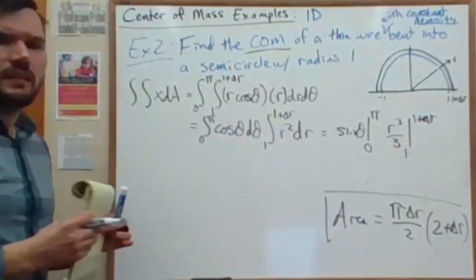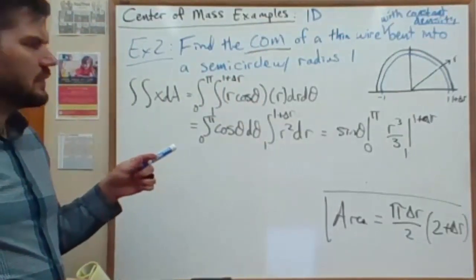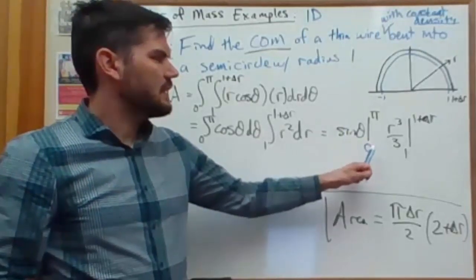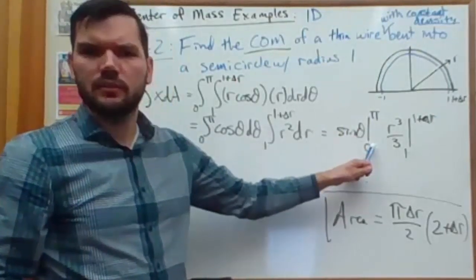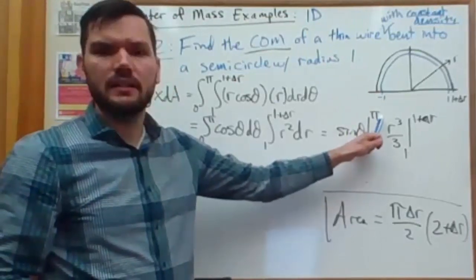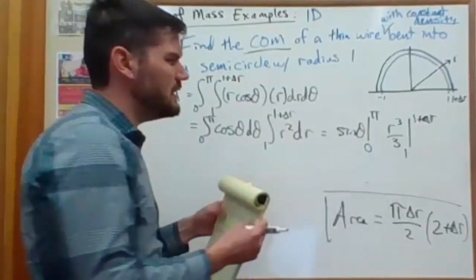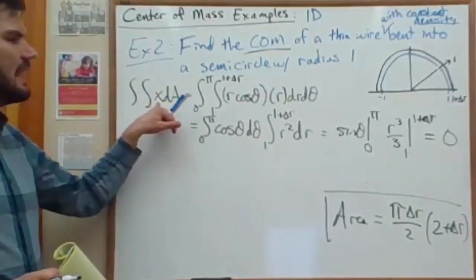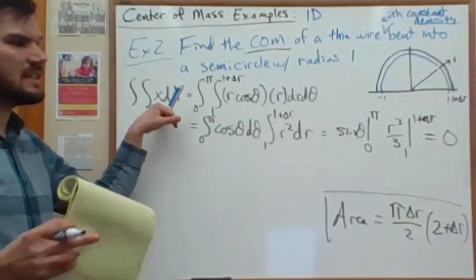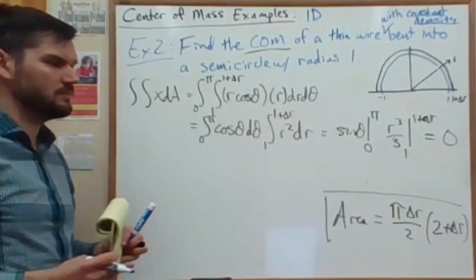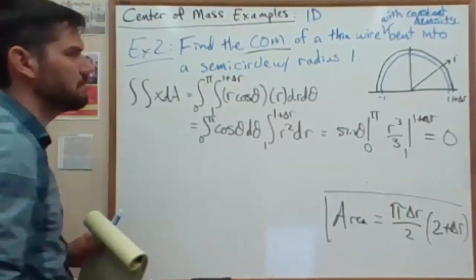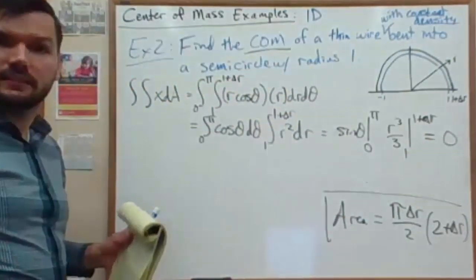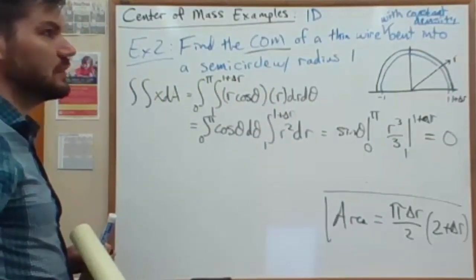Okay. Now, you may have noticed something strange here. When I integrated cosine, I got a function that is 0 at the two endpoints. Sine of pi is 0, and sine of 0 is 0, which means my moment for x is 0, or the x average is 0. Well, once I divide by the area, I get 0 again. So I know the x average is 0.